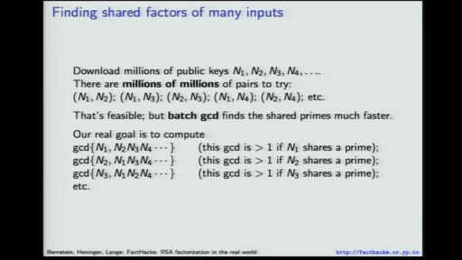Much, much faster than trying every pair. So you don't have to try every pair. It's kind of like sorting, that it's about that kind of speed instead of having to try every pair. If you have tens of millions, you don't have to do tens of millions times tens of millions of pairs. You just have to pretty much read through the whole list once.